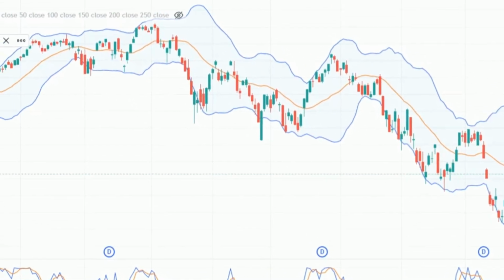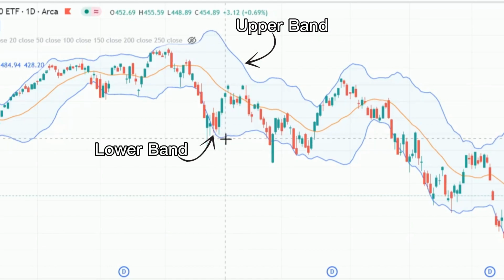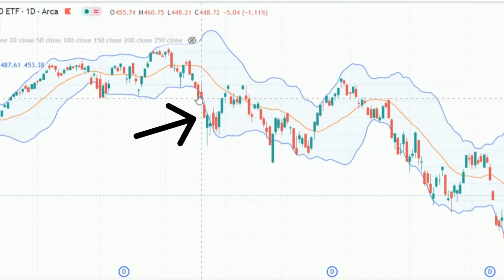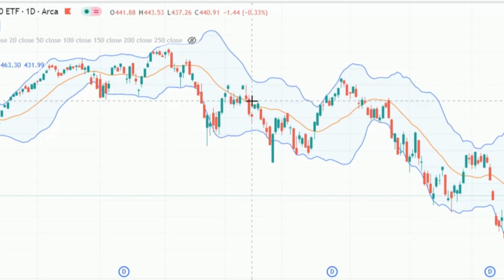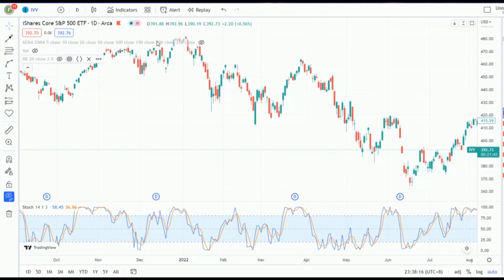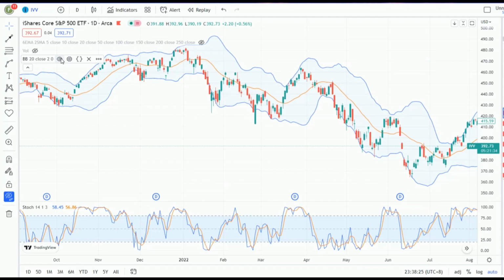For Bollinger Bands, there is an upper band and a lower band. The line in the middle represents the 20 moving average. Theoretically, when the candlesticks hit the lower band, prices will rebound. Same goes for when the price hits the upper band, prices will rebound. Then of course, there is the moving average that I've shown earlier. Let's go to moving average first, and I'm just going to bring back the Bollinger Bands.